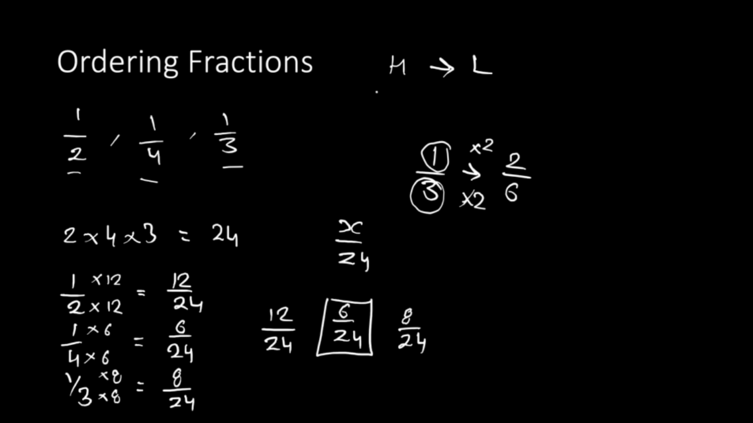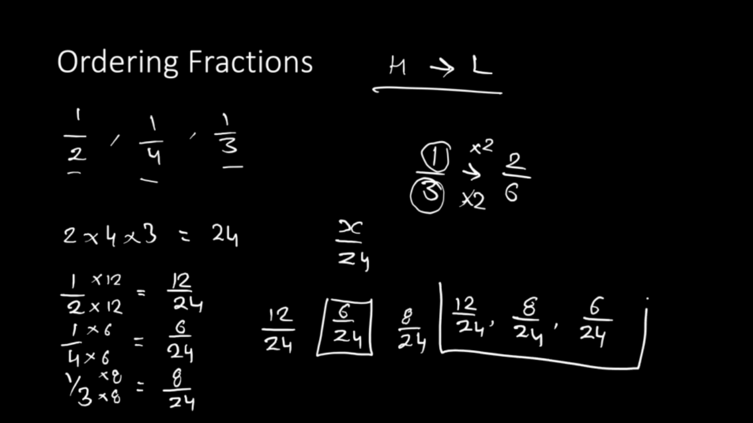Okay, since we're doing from highest to lowest, 6 over 24 would be the smallest, so it would go on the right hand side. And then it's 8 over 24. Then the highest is 12 over 24. So this would be your answer. This would be your order. 12 over 24, 8 over 24 and 6 over 24.